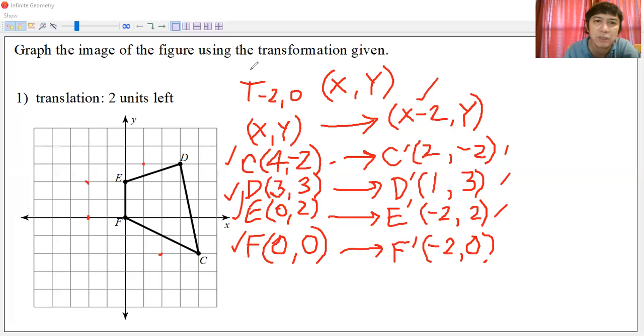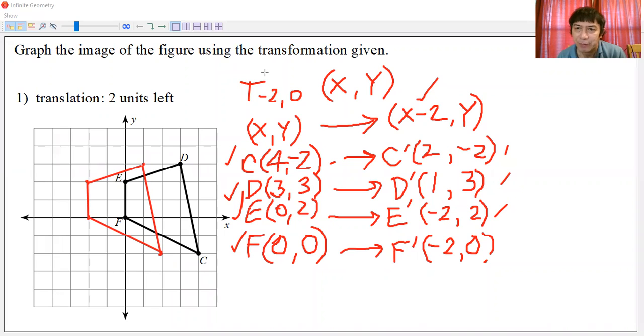And all we need to do is just connect this. Let me just connect. So that will be going there. And then this will be going here, and then this will be going down there, and of course this will be going there. That completes our translation.